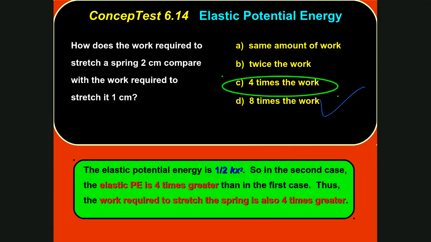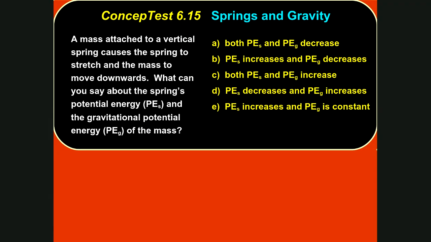Coming to the next one: a mass attached to a vertical spring causes the spring to stretch and the mass to move downwards. So this is a different scenario now. This is a vertical spring, so the spring is like this now, not horizontal. In the previous question, you stretched it horizontally. And how can I stretch it vertically? I'm putting more masses on it.